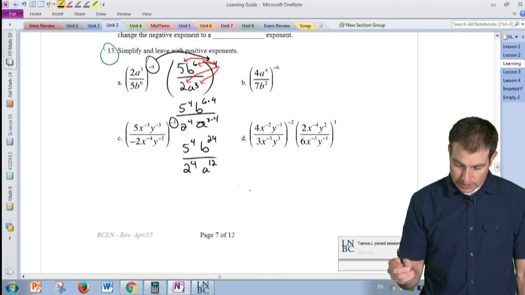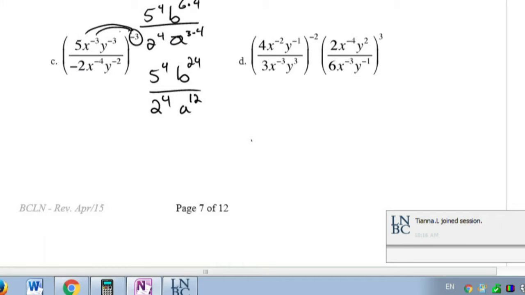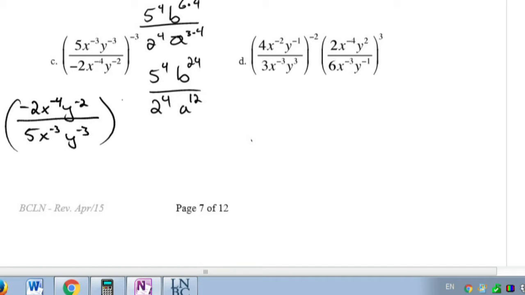Kind of two ways I can deal with this. I could multiply this -3 through if I wanted. I could do it that way. Or I could just flip everything. So -2x to the -4, y to the -2. That was my denominator. It's now my numerator. 5x to the -3, y to the -3. Now this is all to the power of +3.